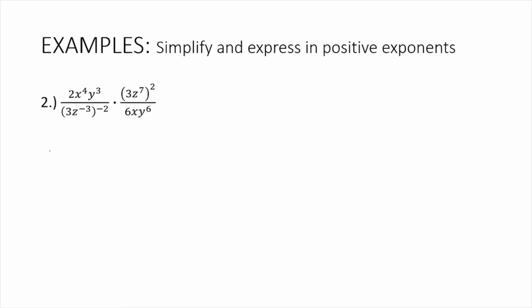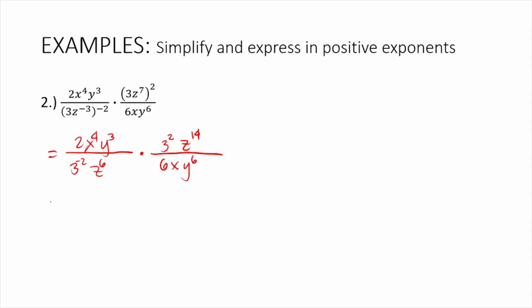All right. So we have here, just copy the numerator, 2x raised to the power of 4, y cubed. And then this one, we apply power rule, right? So, I mean, distributive property in this case. So we distribute negative 2. So we have here 3 raised to negative 2. And then z raised to the power of negative 3 times negative 2. So that would be positive 6, right? And then times, on the numerator, we have here 3, again, distributive property. So 3 squared, and then z raised to the power of 7 times 2, that would be 14, right? And then all over 6 times x times y raised to the power of 6, okay?